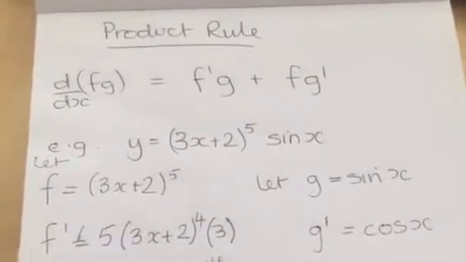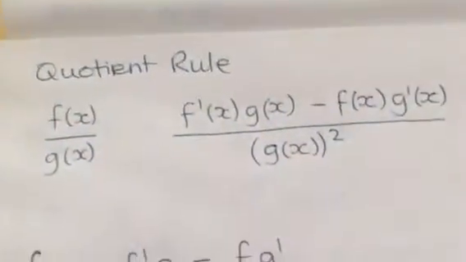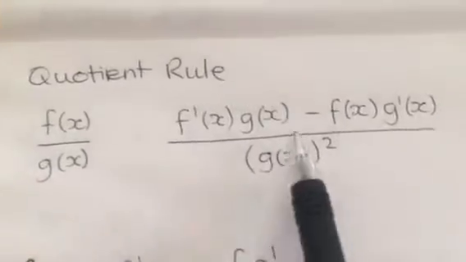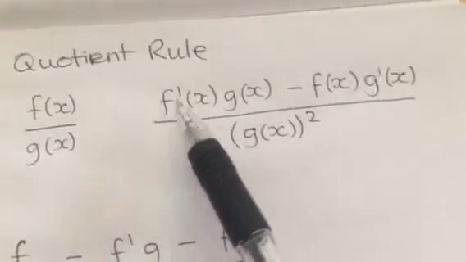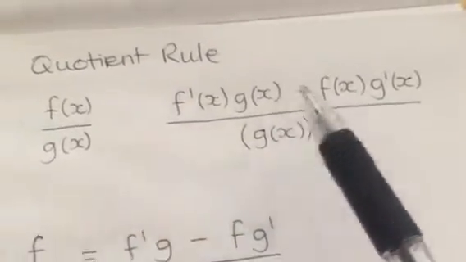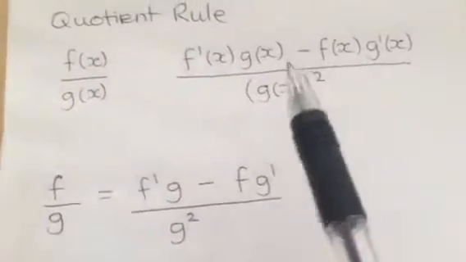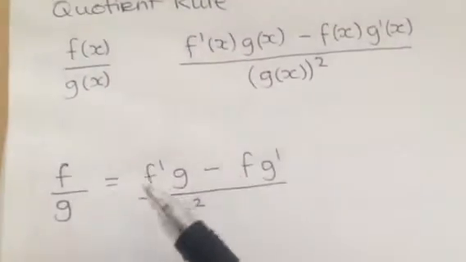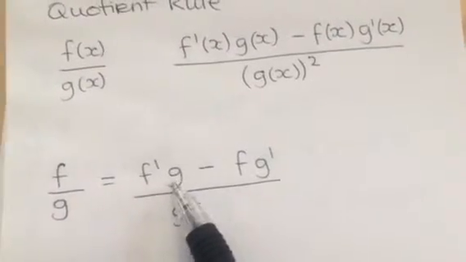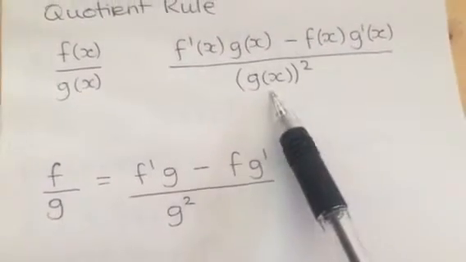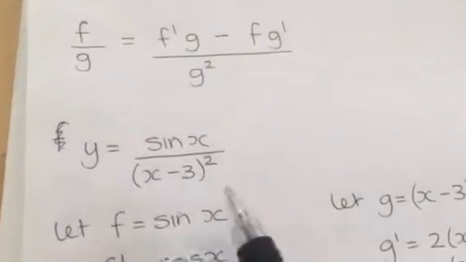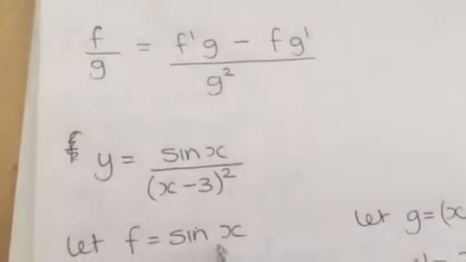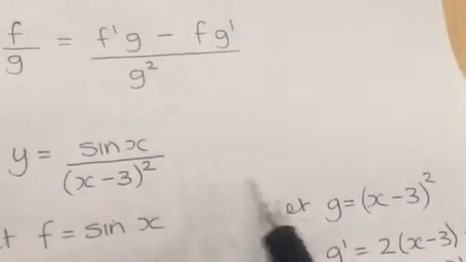Now the quotient rule has the formula in the formula book. So the formula in the formula book is written like this: f of x over g of x, and it's written like that. It's very complicated looking because it's written properly with the g x and f dash x. So the first step I would do is simplify that, leave out the x's, and it's simpler to see that it's f dash g minus f g dash over g squared. So just like the product rule, identify your two functions. So if we use this as an example, f is sine x and g is (x minus 3) all squared.